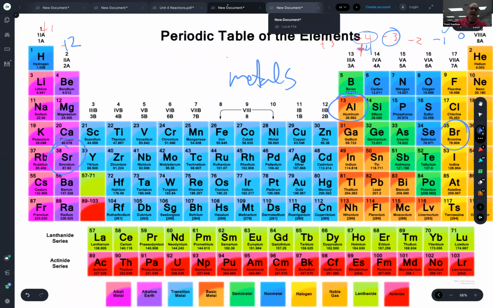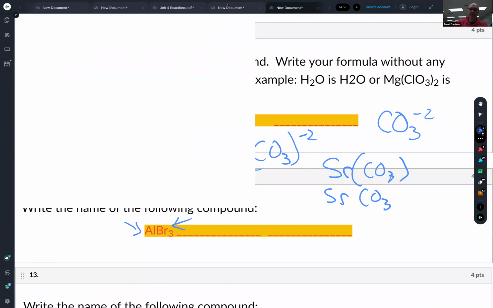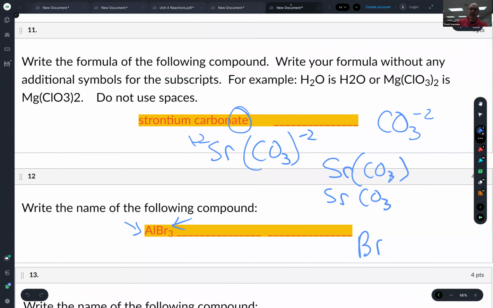Okay, so I've got -1 for the Br. I've got +3 for the Al. Those two charges are in there like they just don't care. They're going to crisscross down, and I'm going to end up with AlBr3. If you want to put the 1 in, that's fine. It's not necessary.